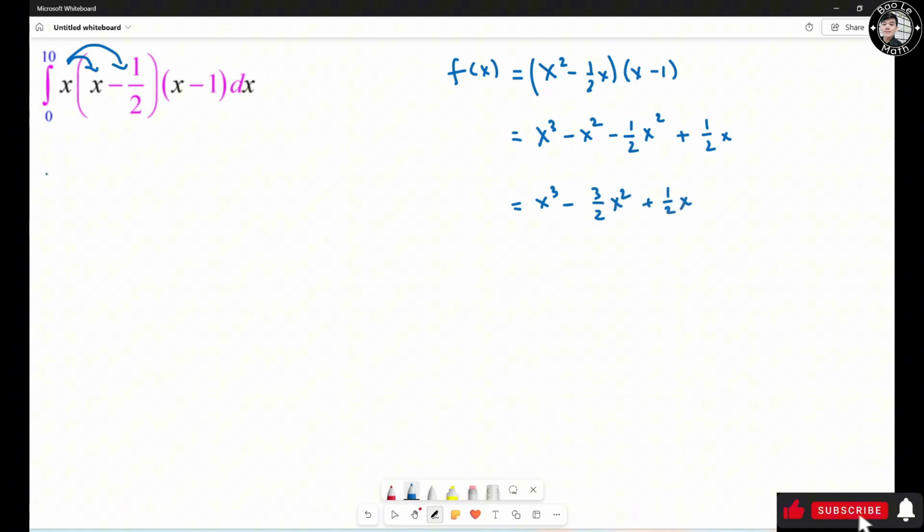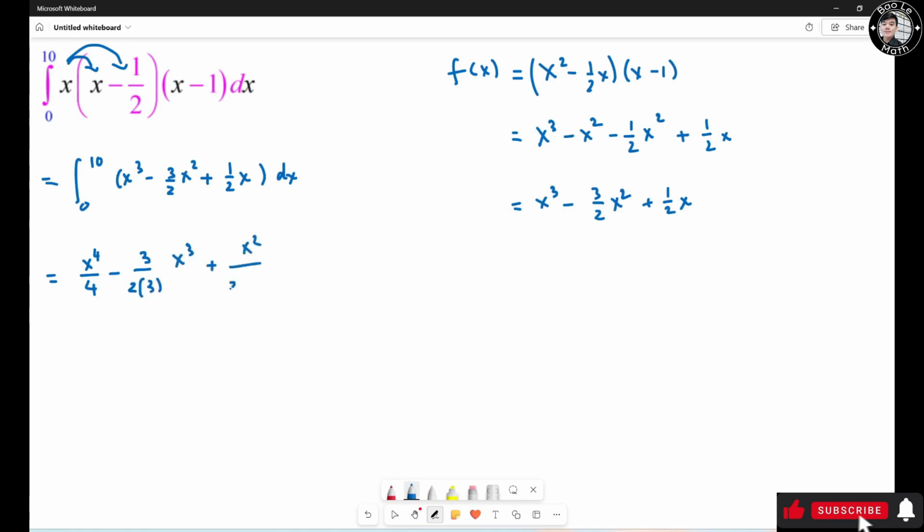So I put it over here. It's going to be the integral from 0 to 10 of s cubed minus 3½ s squared plus 1 half s ds, right? So it turns out to be s to the 4 over 4 minus 3 over 2 times 3 s cubed plus s squared over 2 times 2, evaluated from 0 to 10, right?